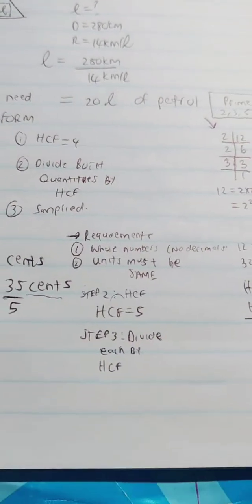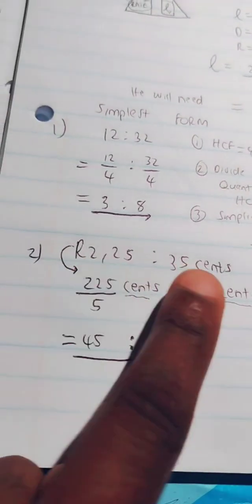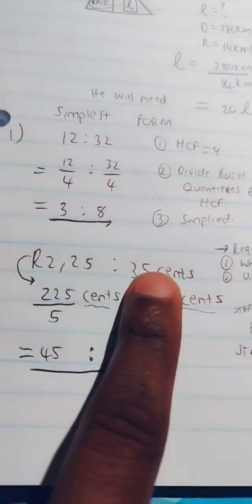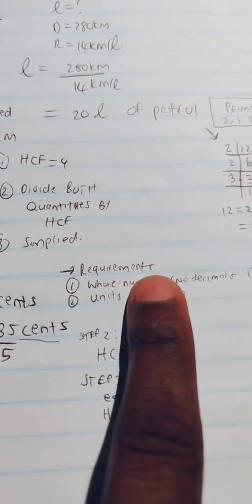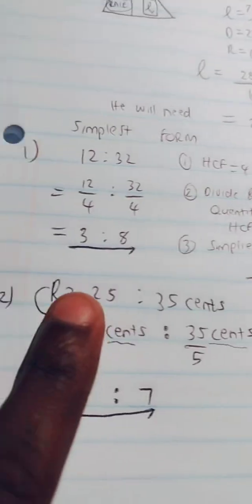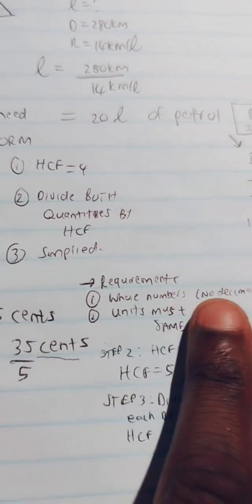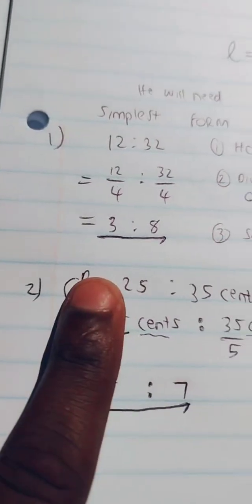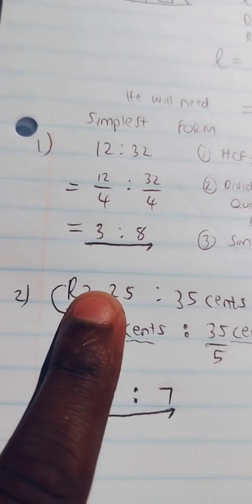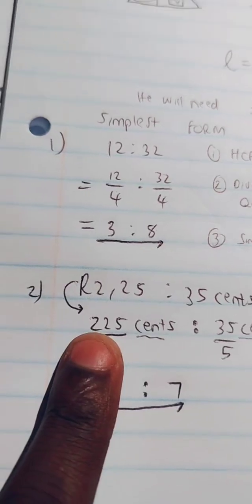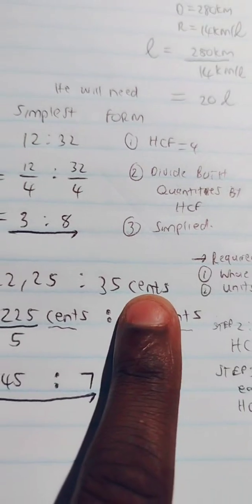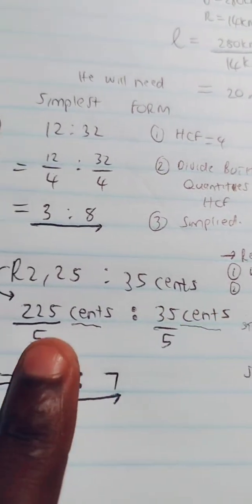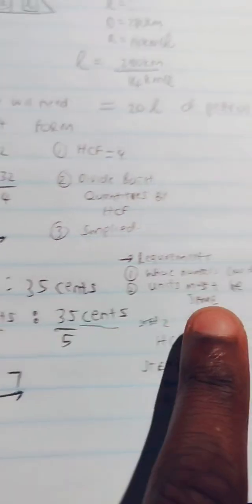So as I repeated, and as I say again, whenever we have a ratio that we need to simplify, where one is a decimal and the other is a whole number, the requirement is that whole numbers need to be represented for both. We can't have a decimal in our ratio. So that's why we converted 2 Rand 25 cents to 225 cents, converting rands to cents. 35 cents is fine because it is a whole number. Now we have both whole numbers and the units must be the same.